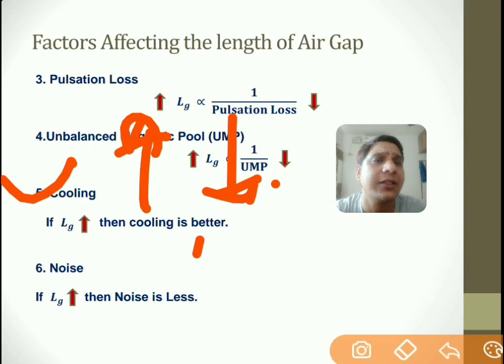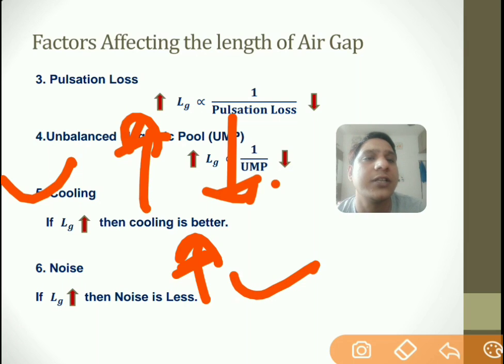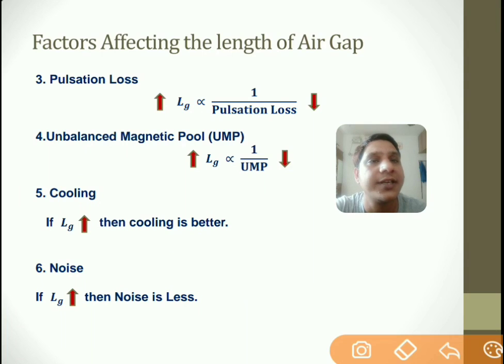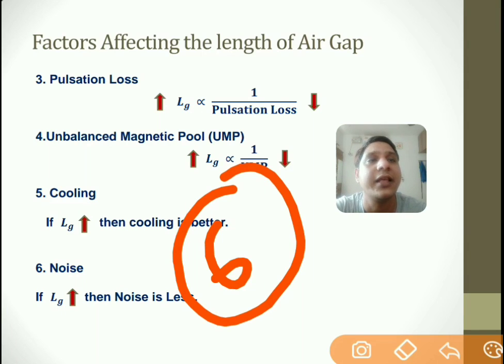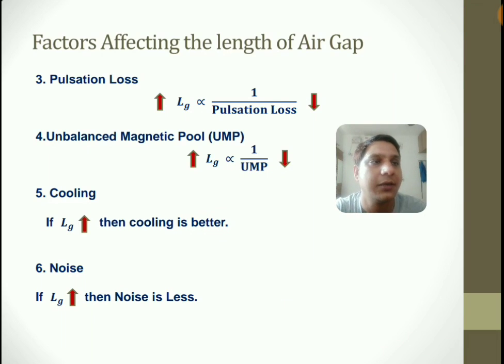We know that if the length of air gap is greater, then cooling is better. If you get more area, more space, then cooling will be better. That we need to understand. Next one is noise. If LG is greater, then noise is less. Noise produced by the motor is less if the length of air gap is more. So these are all the factors. All six are the factors affecting the length of air gap. Whenever we are deciding how much air gap has to be taken, we need to consider all these six factors. So I hope you understood this part.